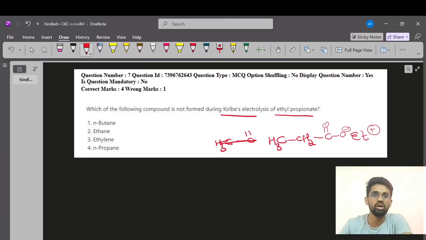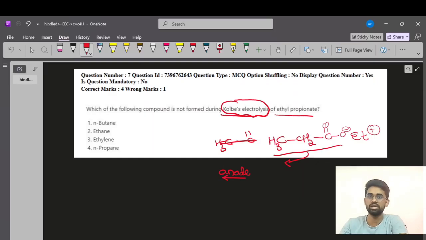But we know that in Kolbe electrolysis, this part will be involved. This part will go towards the anode. What do we mean by anode? It attracts the anionic part. This is the anionic part, and it is attracted by the anode. It means the anode is a positively charged terminal. So what happens at the anode? Oxidation takes place. So CH3, CH2, COO minus is there.